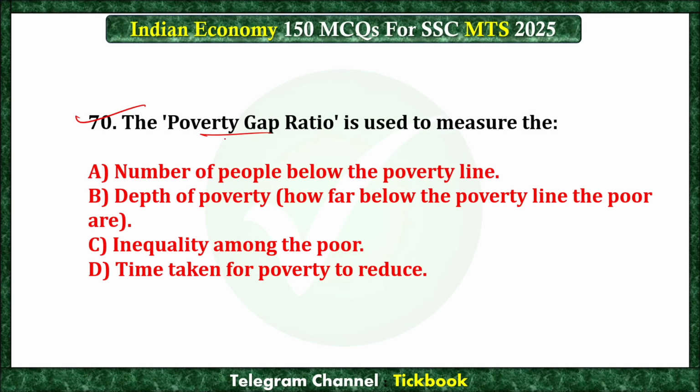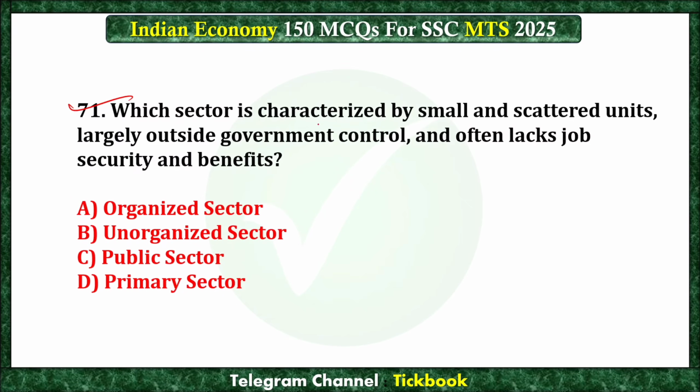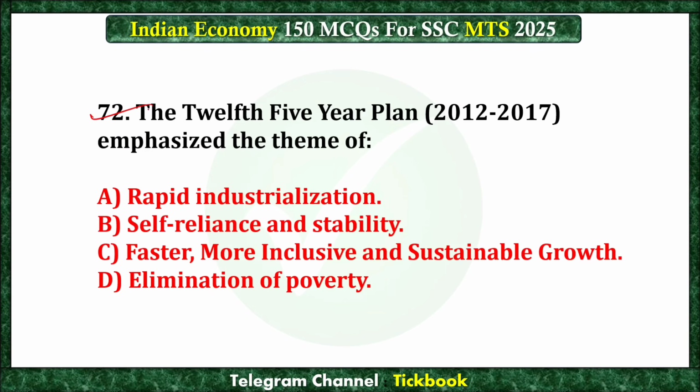70. The poverty gap ratio is used to measure the number B, depth of poverty, how far below the poverty line the poor are. 71. Which sector is characterized by small and scattered units largely outside government control and often lacks job security and benefits? Option number B, unorganized sector. 72. The 12th five-year plan emphasized the theme of option number C, faster, more inclusive and sustainable growth.